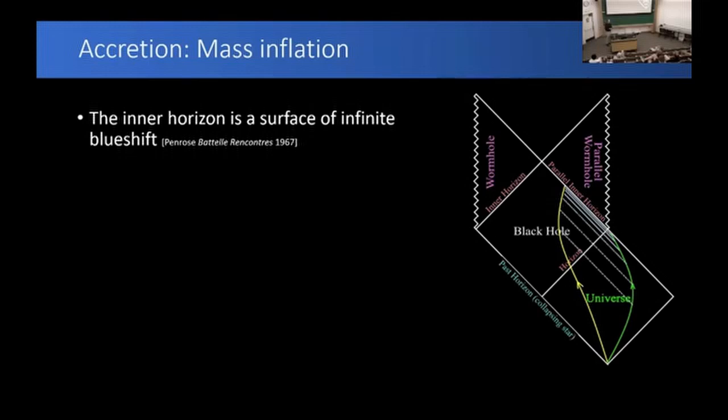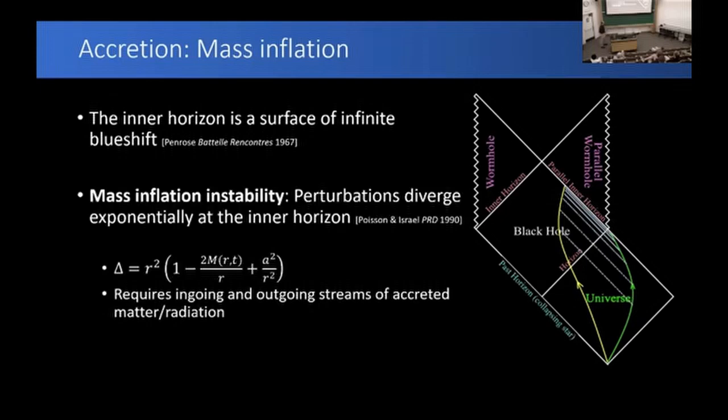So obviously, this can't be good. Something bad is going to happen. And the thing that happens was first found in 1990. Werner Israel and his grad student, Eric Poisson, found that the full nonlinear solution was something called mass inflation. The idea that if you have any perturbations of a black hole, then they're going to blow up exponentially and diverge at the inner horizon. And so even just a single photon that you throw into the black hole will have a gravity of its own. Yes, photons have gravity because they have energy, and that gravity will end up diverging and causing spacetime to form a singularity at the inner horizon.